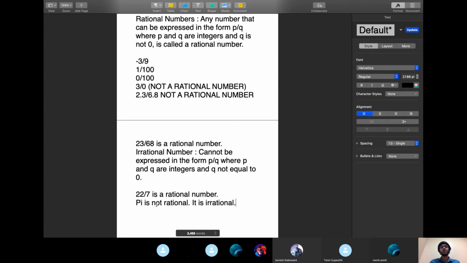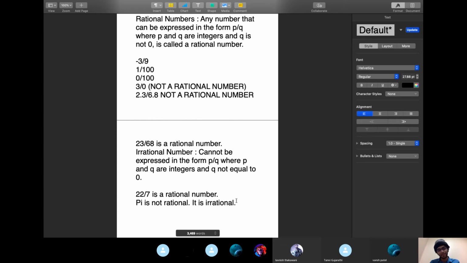It is irrational. Remember, 22 by 7 is not pi. 22 by 7 is an approximation of pi. This is why I gave that question in the exam and almost all of you got it wrong. Pi is not 3.14. Pi is not 22 by 7. 22 by 7 and 3.14 are ways of expressing pi, and you're approximating pi.